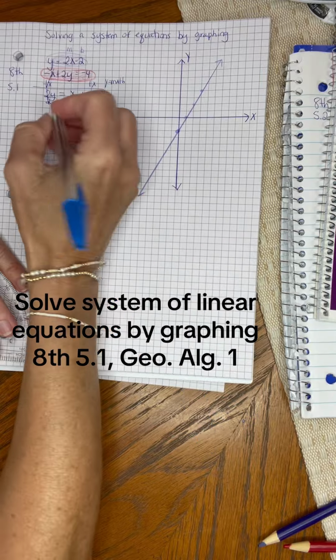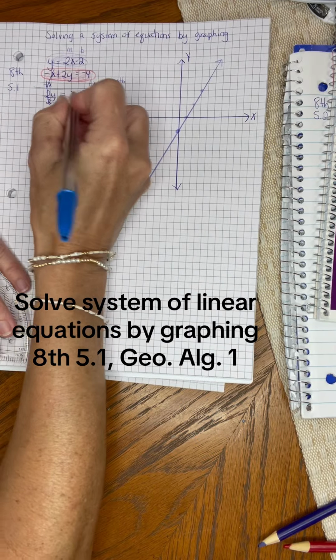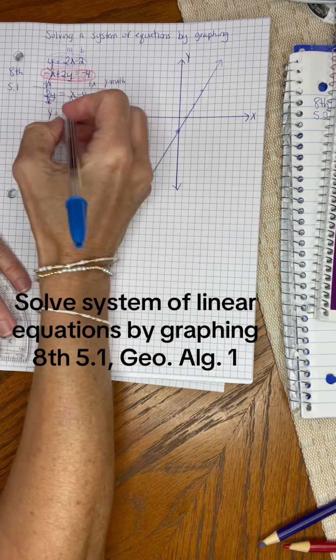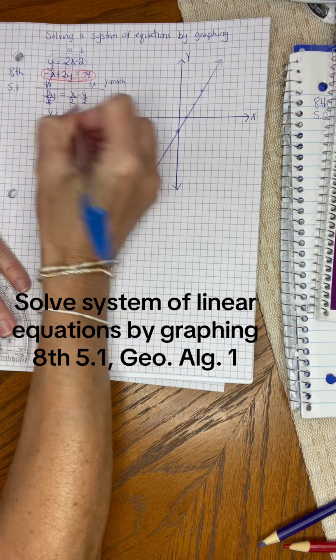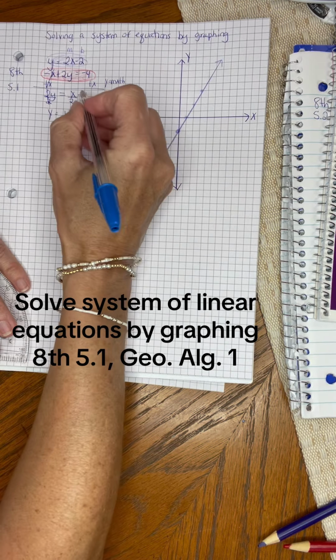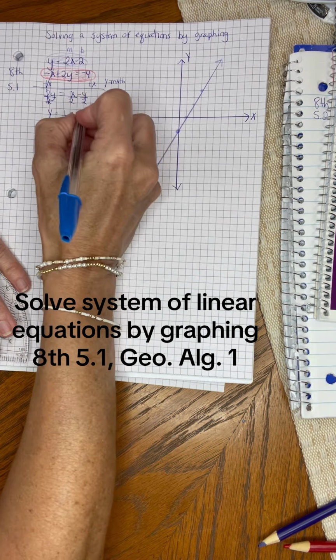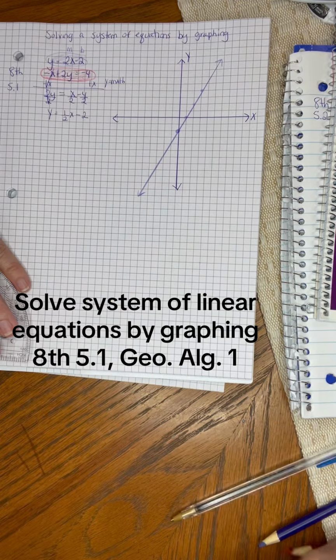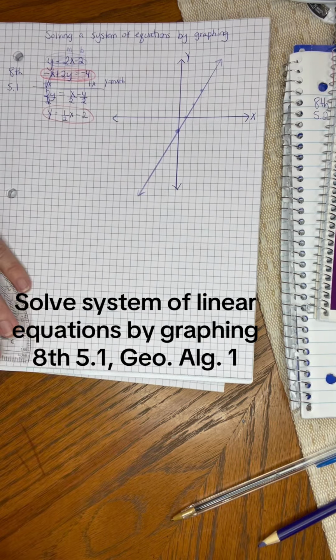2 divided by 2 is 1. So I have y now equals, you can take x over 2 and turn it into 1/2 x, because that's what that means. And then negative 4 divided by 2 is negative 2. All right, now it is ready to graph.